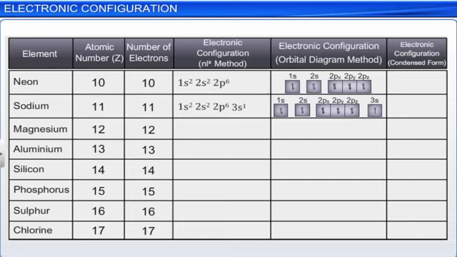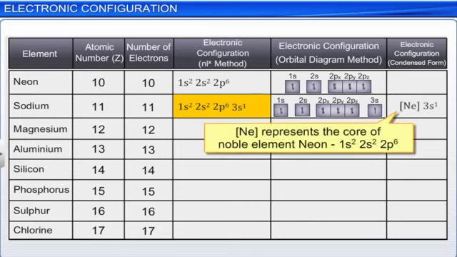Therefore, the electronic configuration of sodium, which is 1s2, 2s2, 2p6, 3s1, can also be written in a condensed form as [Ne] 3s1.